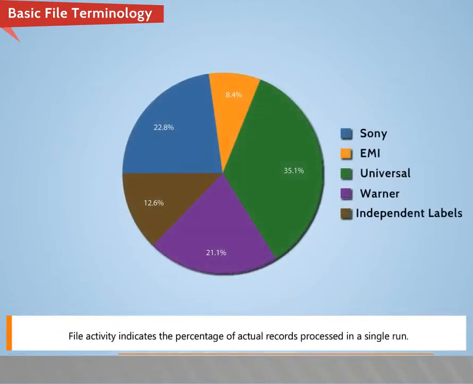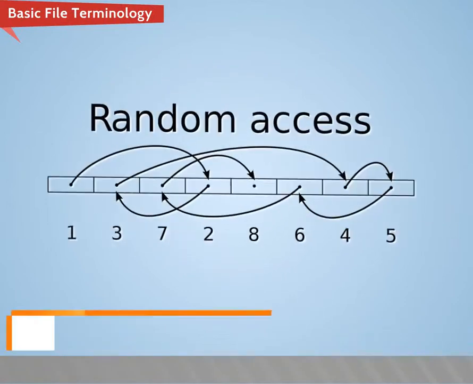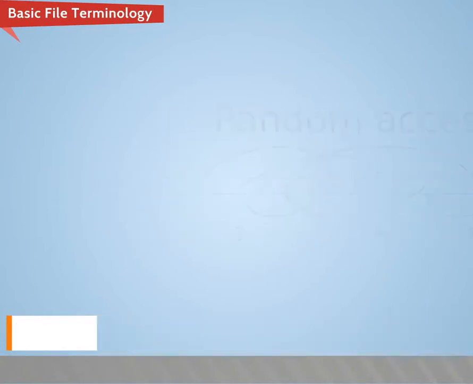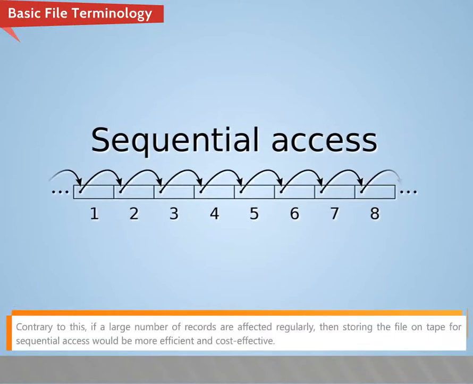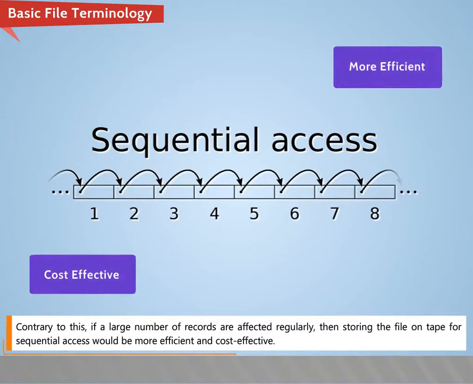File activity indicates the percentage of actual records processed in a single run. If fewer numbers of records are accessed at any specified time, the file should be organized on disk for direct access. Contrary to this, if a large number of records are affected regularly, then storing the file on tape for sequential access would be more efficient and cost-effective.